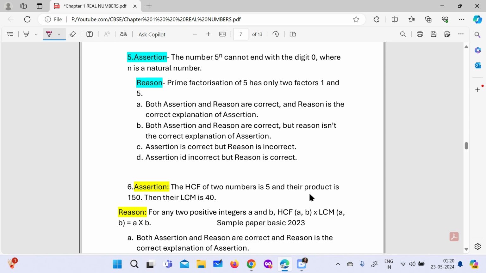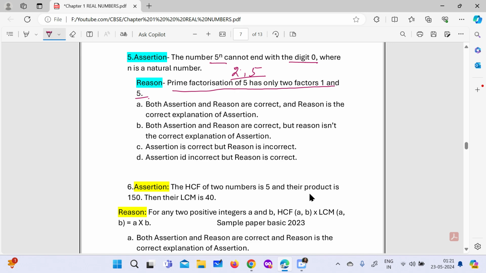Assertion: the number 5 to the power of n cannot end with the digit 0, where n is a natural number. And the reason given is prime factorization of 5 has only two factors, 1 and 5. Oh yes, 5 to the power of n cannot end with digit 0. Why? Because for a number to end with digit 0, it must have the factors 2 and 5. So, you see, the factors of 5 are only 1 and 5.